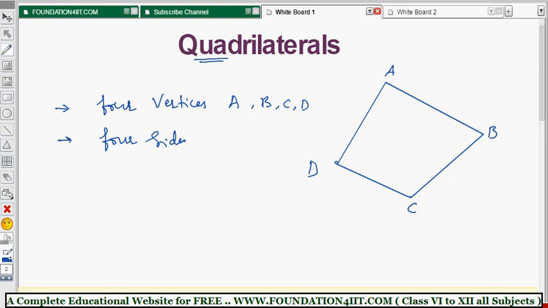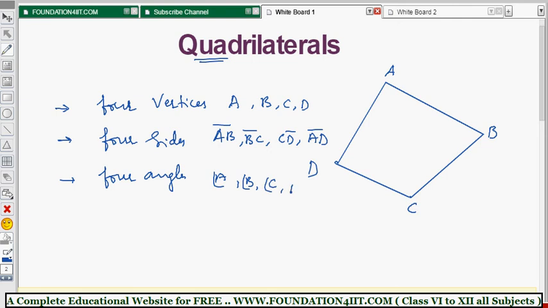because it is a closed figure with four sides. In this figure, the sides are AB, B to C, C to D, so CD, and AD. These are the four sides. Because they are line segments, I am keeping the line segment symbol on top. And four angles: angle A, angle B, angle C, and angle D. When you see angle A, this is nothing but DAB or BAD, which is the same, either D to A and A to B. So DAB or BAD is nothing but angle A.